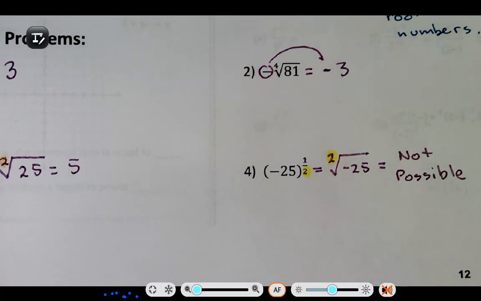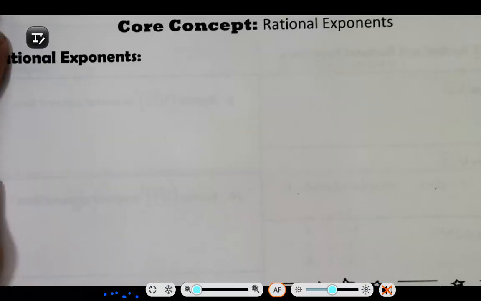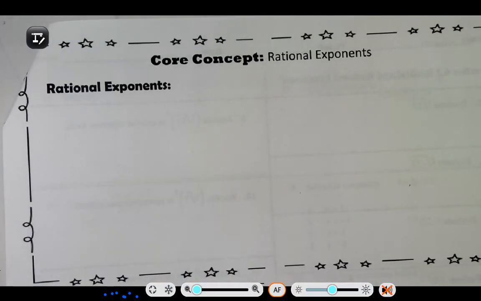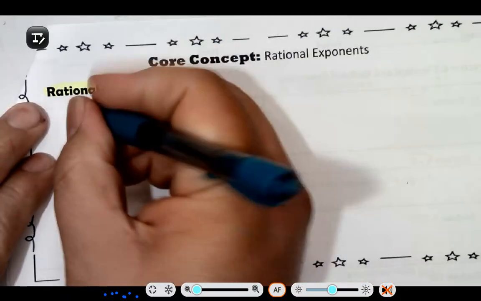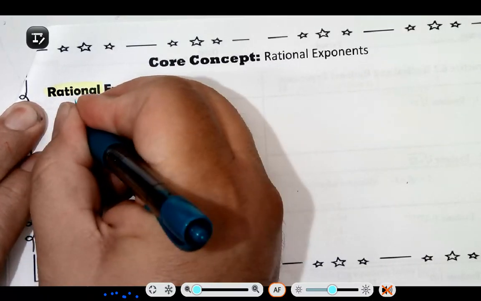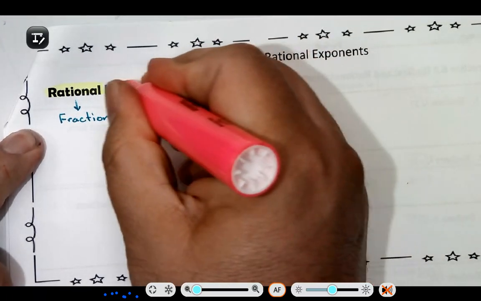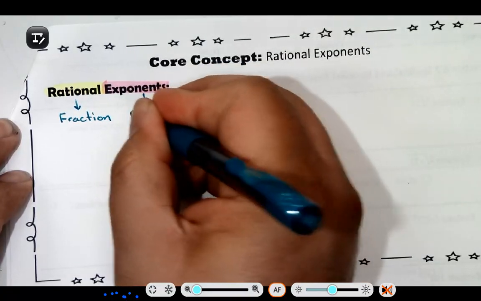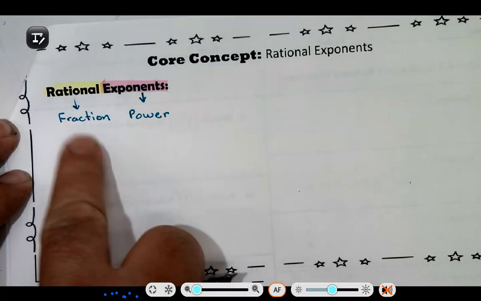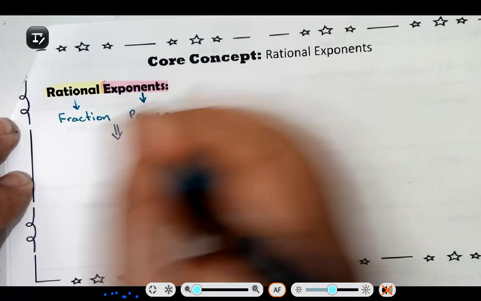So flip the page over. We're going to do the last concept of the day. Last idea, which has to do with what we just practiced. So it's a little bit more. All right, so rational exponents. When we hear the word rational, to us, rational just means fraction. When we hear them say exponents, well, exponent just means power. So what they're saying is, when you see a fraction as a power, fix it.